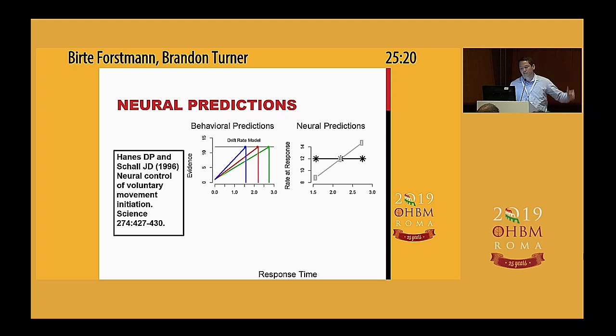The threshold's fixed, so we should expect that the rate of firing, whatever it happens to be, 12 in this case, is going to be flat. So these black dots correspond to those three rates. Okay? Ignore the gray line for now.